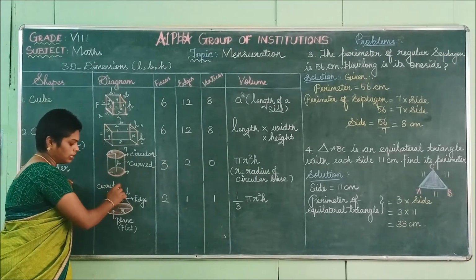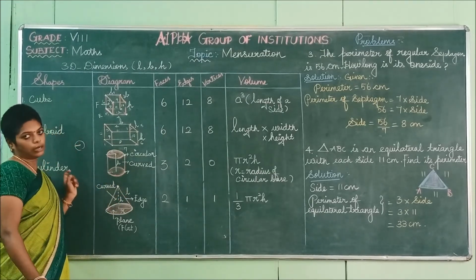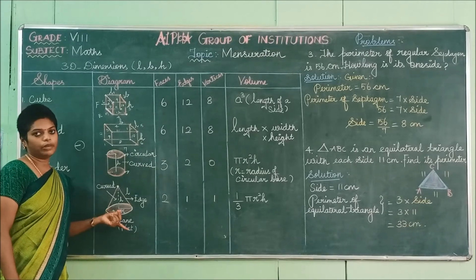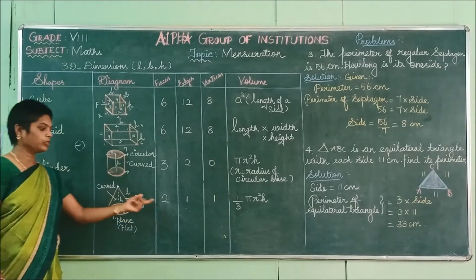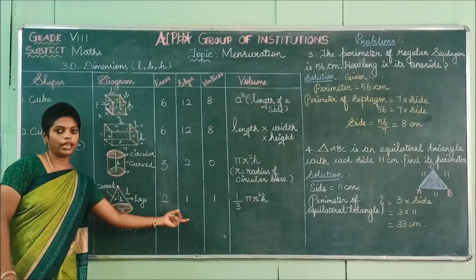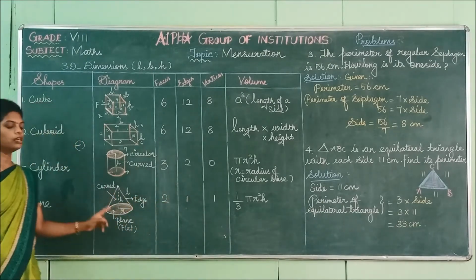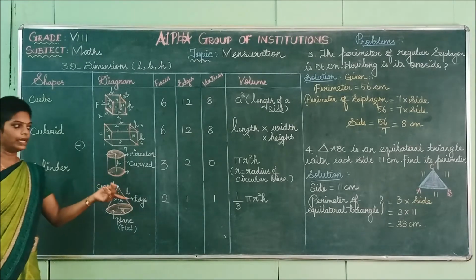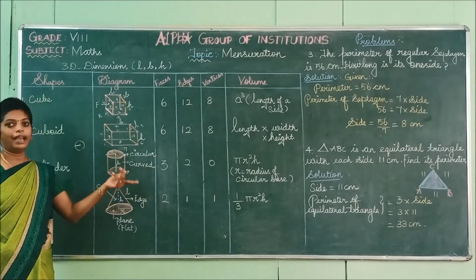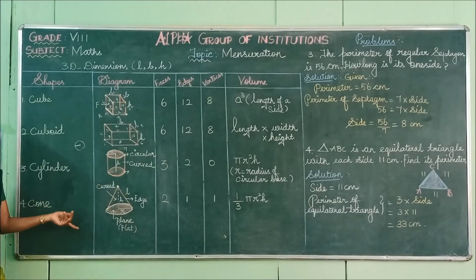Here, the top has one corner point. That corner point is called a vertex of this cone. So here there are two faces, one edge and one vertex. Now look at the formula. What is the formula? It is 1 by 3 pi r square h.